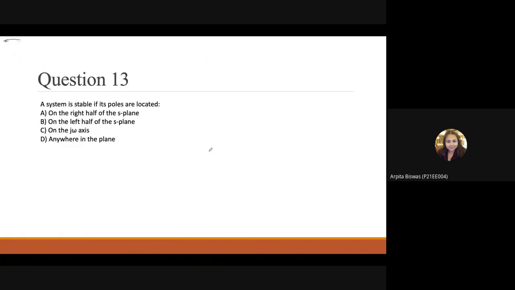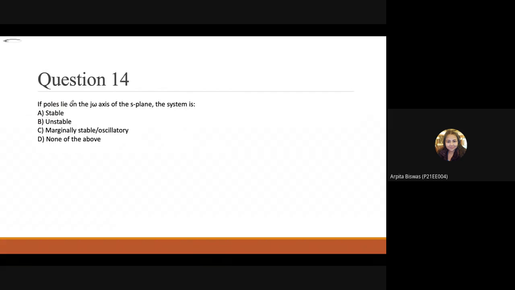Next, a system is stable if its poles are located. Option B, ma'am. Yes, left half of the S-plane. Good. Question number 14. If poles lie on the j omega axis of the S-plane, the system is stable, unstable, marginally stable, oscillatory, or none of the above. Option C, ma'am. Marginally stable.